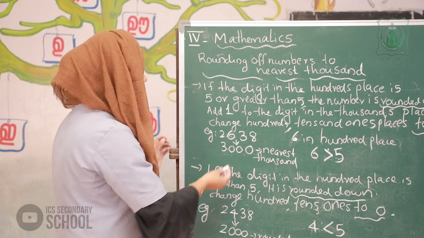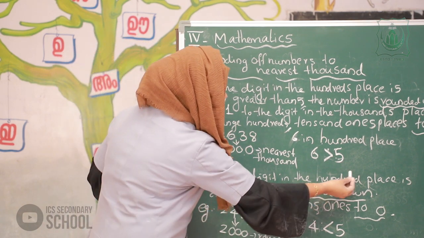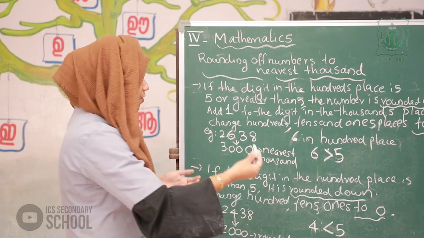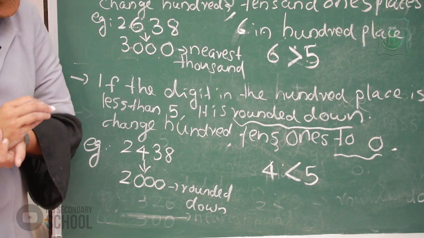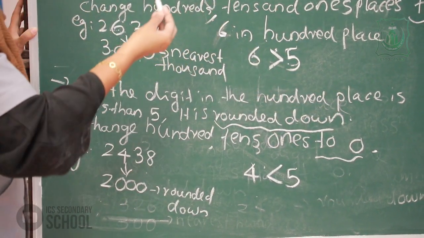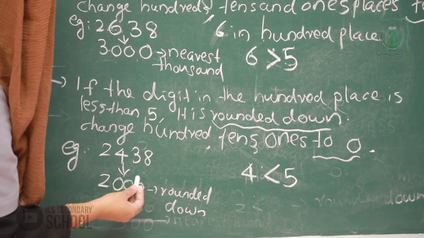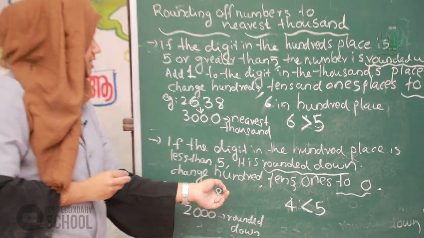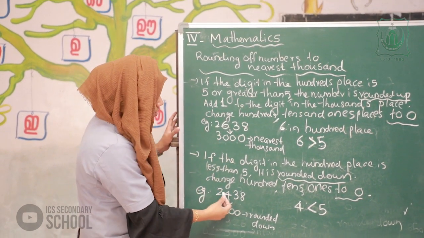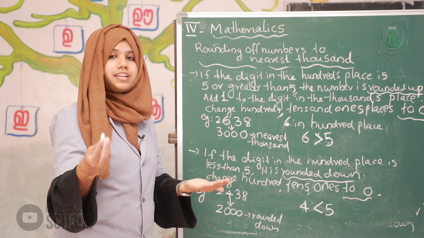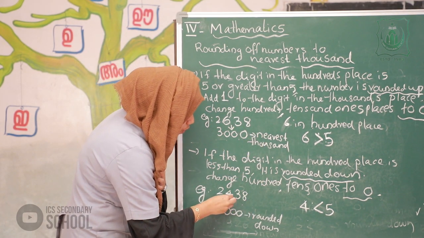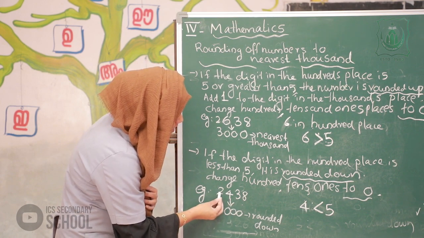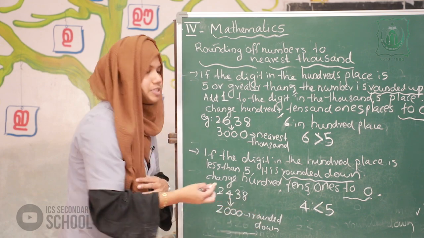The next is, if the digit in the 100 place is less than 5, it is rounded down. And what happens? Change the tens, ones and hundreds to 0. Example, 2438. What is the nearest thousand of 2438? 4 is in which place? Hundred place. 4 is less than 5. So there is no change in the thousand place. Write 2, and the other numbers become 0.